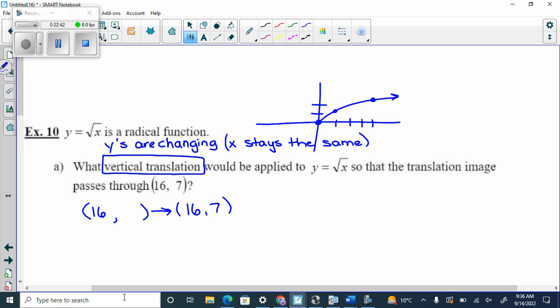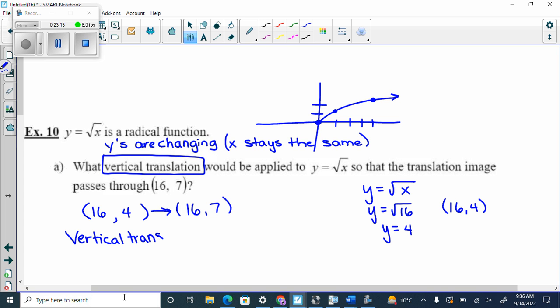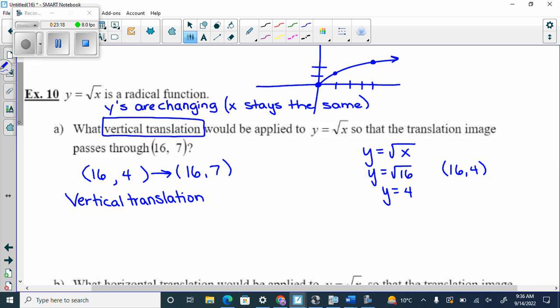Put that into the original equation. So we have y equals root x. If we have an x, we can get a y. If we have a y, we can get an x. Well, we have an x. So we have y equals root 16. So we have y equals 4. So it would be 16 comma 4. And it's now 16 comma 7. So what happened? We got a vertical translation. We're at 4, now we're at 7. 3 units up.